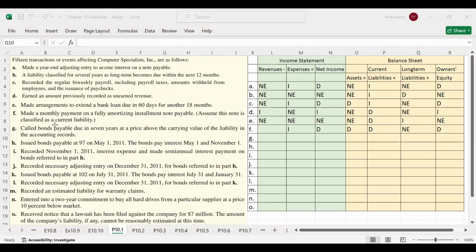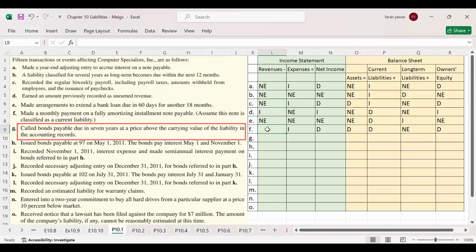Then next transaction, the company called bonds payable, which are due in 7 years, at a price above the carrying value of the liability in accounting records. So the company is calling back the bonds payable at a price above the carrying value. This means that the company is having a loss on the redemption of those bonds. So what is the recording in this case?